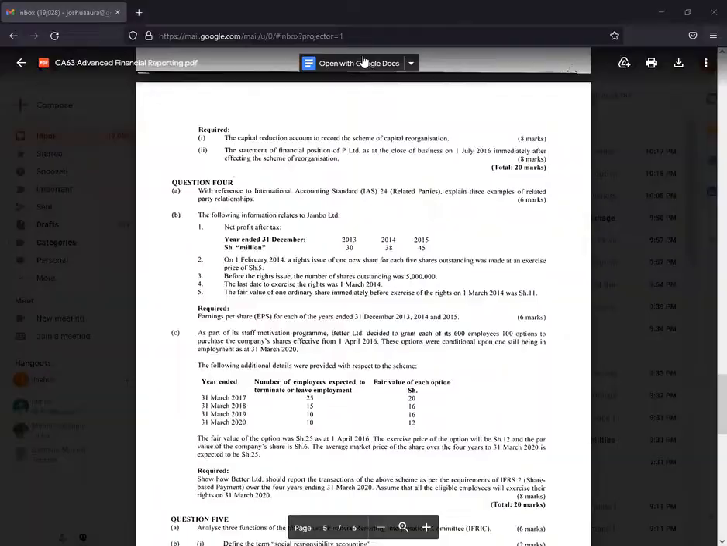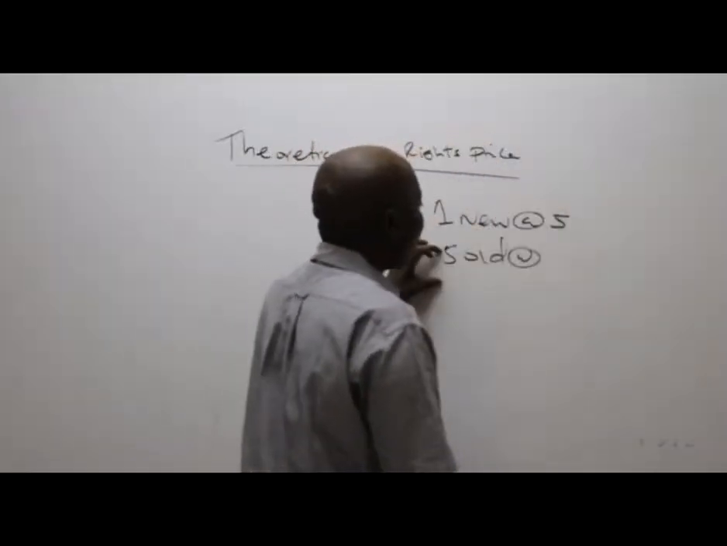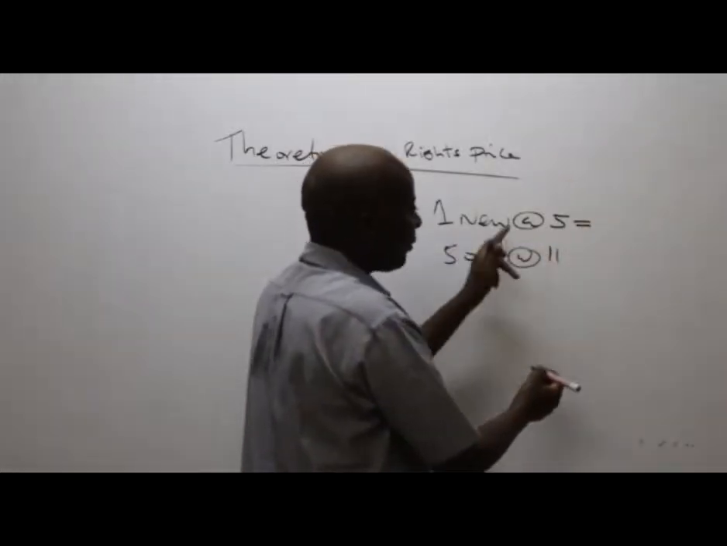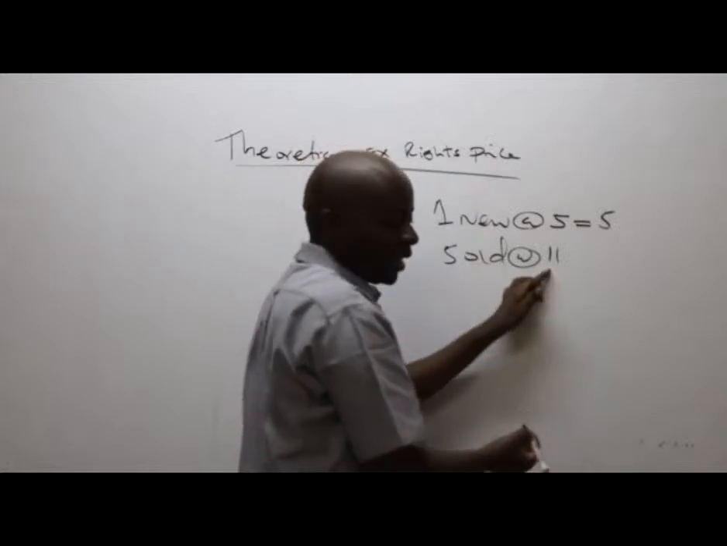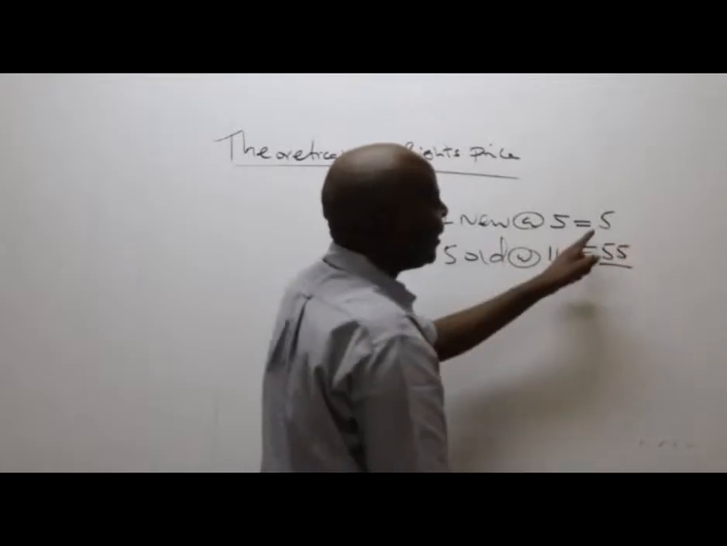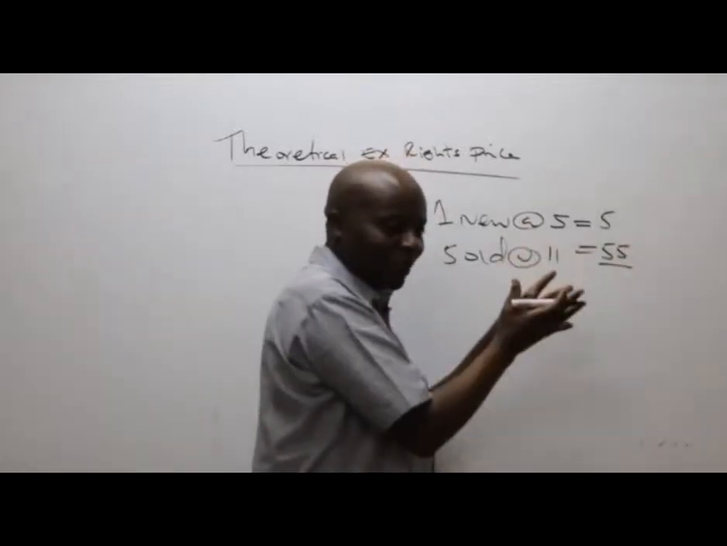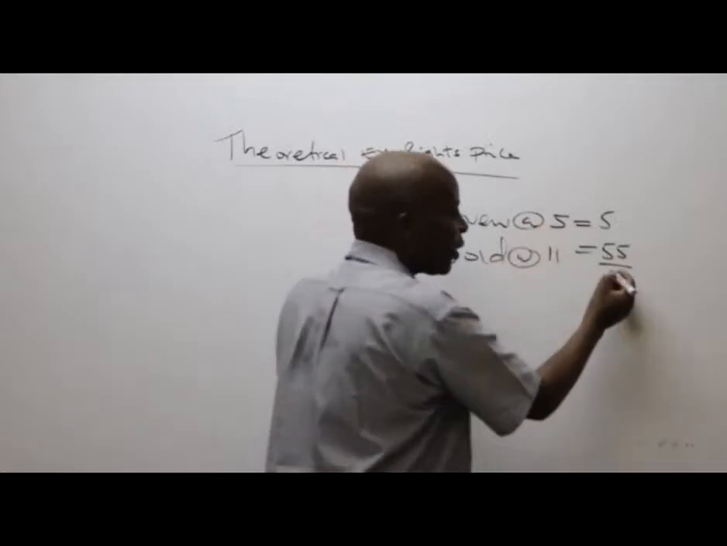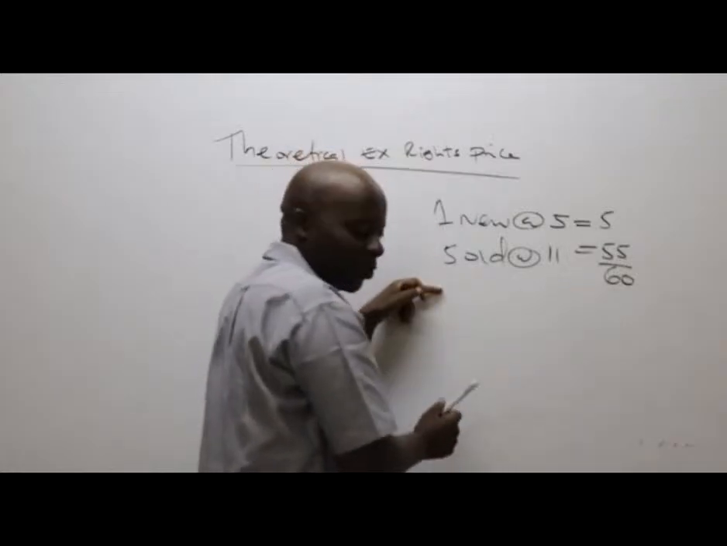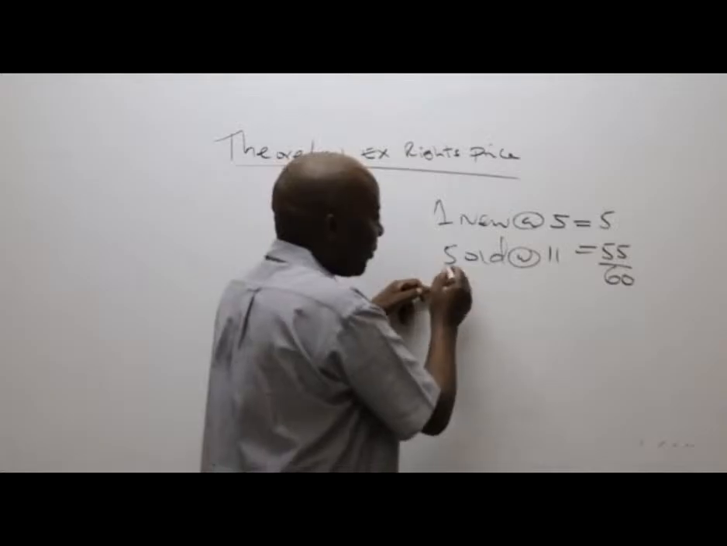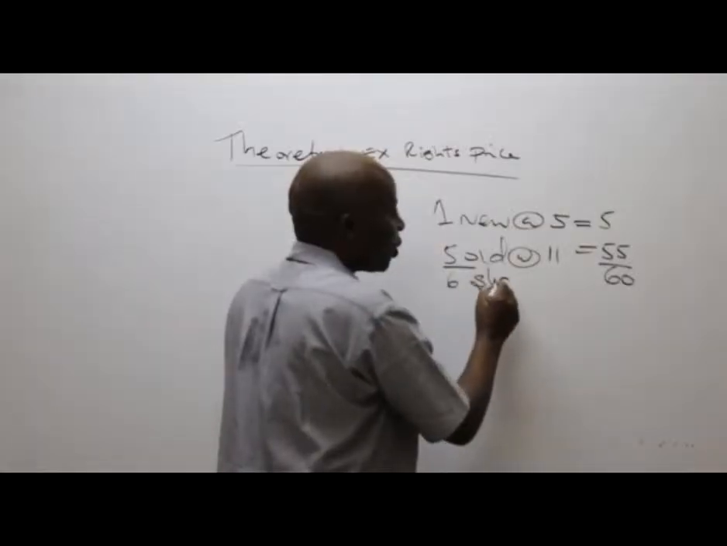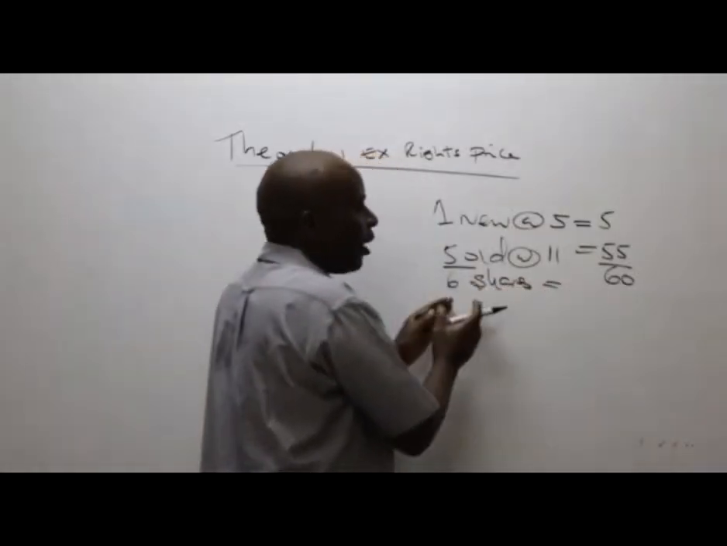So ladies and gentlemen, listen to me very well. 1 new is 5. 5 old, each one is going for how much here? Somebody, 11. So could you kindly multiply this? 1 times 5 gives me 5. 5 times 11 gives me how much here? Somebody, 55. So the total bundle here will be worth 60. But how many shares do we have in total? 6. So we are saying that 6 shares are worth 60 bob. Then how about 1 share?